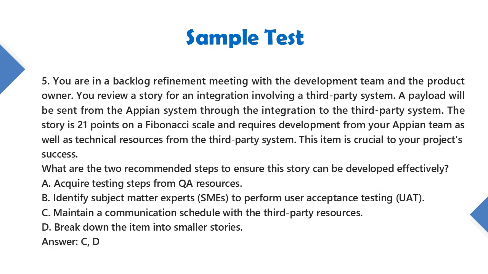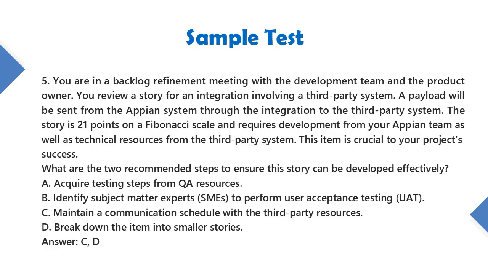5. You are in a backlog refinement meeting with the development team and the product owner. You review a story for an integration involving a third-party system. A payload will be sent from the Appian system through the integration to the third-party system. The story is 21 points on a Fibonacci scale and requires development from your Appian team as well as technical resources from the third-party system. This item is crucial to your project's success. What are the 2 recommended steps to ensure this story can be developed effectively?